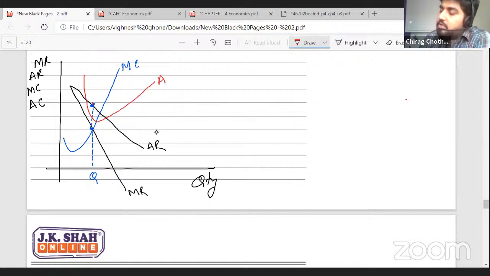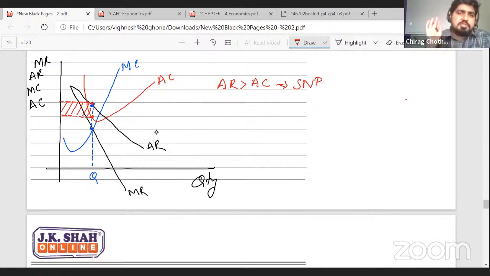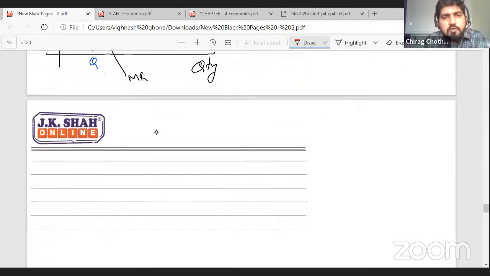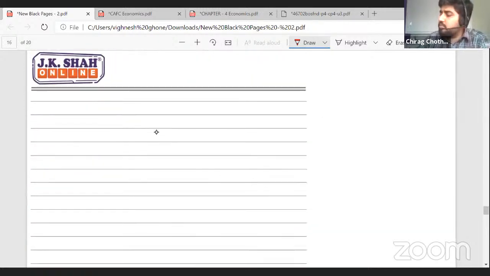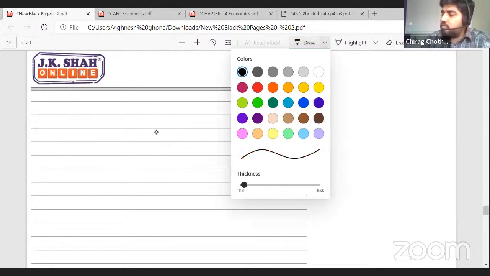So in this scenario, what did we understand? This is our average cost and this is our average revenue. Average revenue is above average cost, that means average revenue is greater than average cost. So this entire zone will represent our supernormal profit, right? Which is applicable in monopoly as well as monopolistic competition. The same diagram will be applicable. Fair enough. The next part we can draw is of losses. This was of supernormal profit. Similarly, we can draw of loss as well.